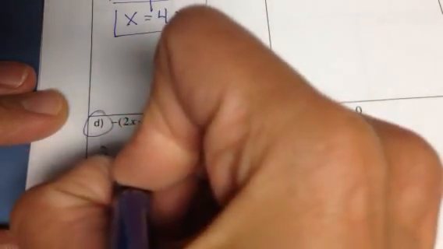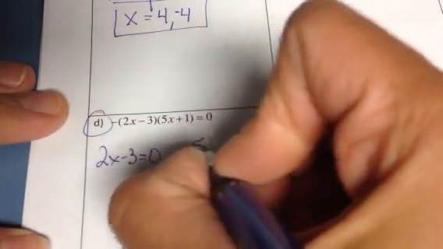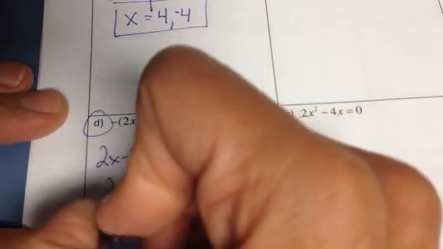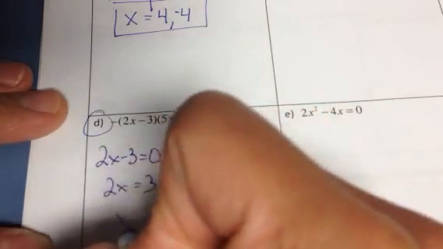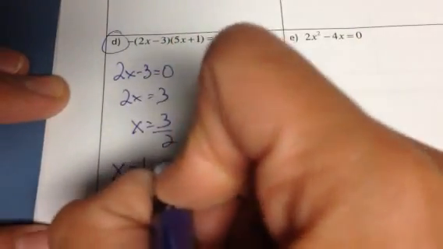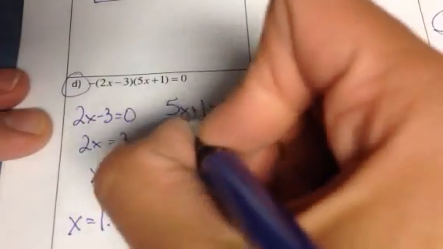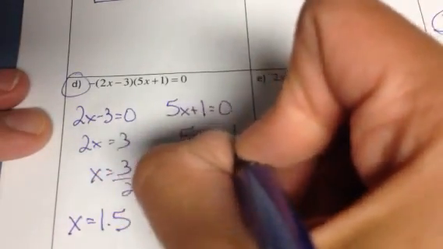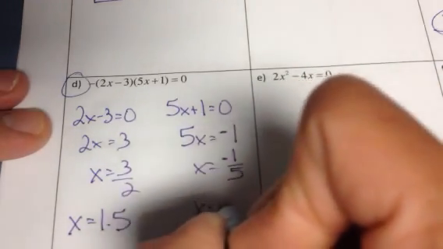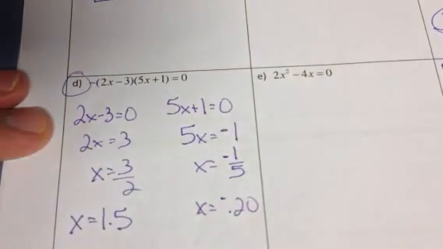So 2x minus 3, what will then make that 0? And 5x plus 1 will make that 0. So I'm going to add 3. I'm going to divide by 2. And you can leave it as a fraction, you can turn it into a decimal. And this one I'm going to subtract 1. Then I'm going to divide by 5. And again, you can leave it as a fraction or you can put the decimal version. So either way works there.